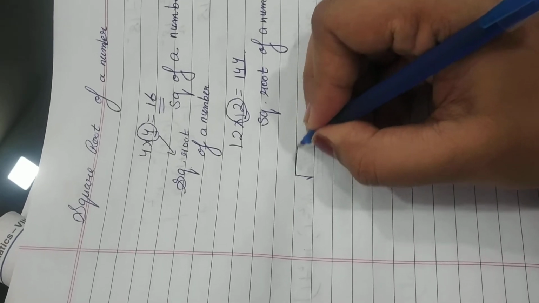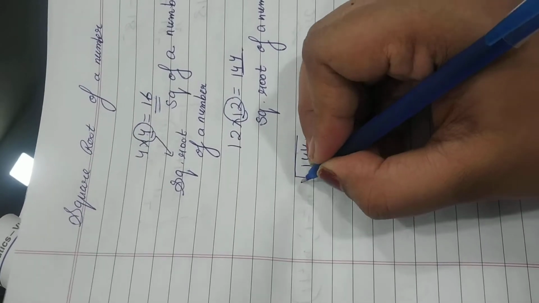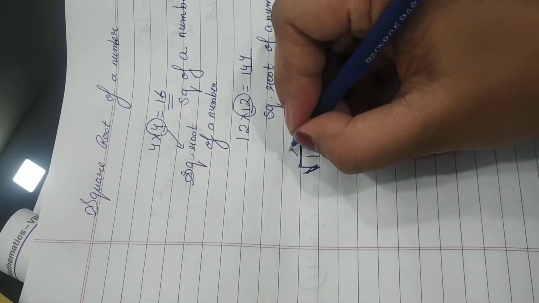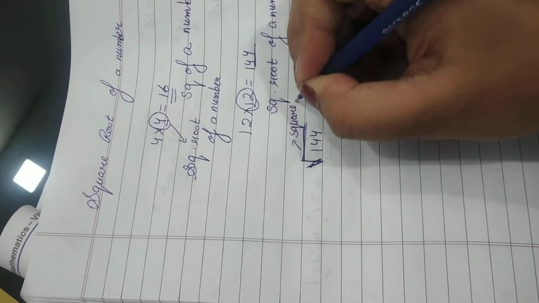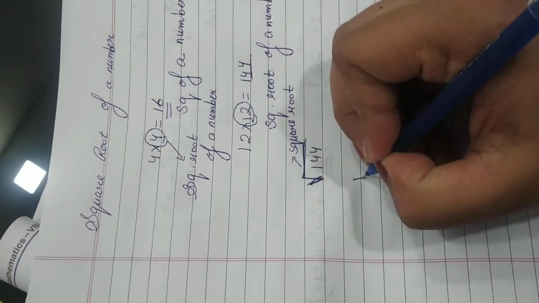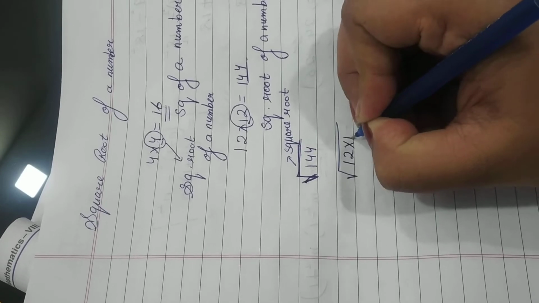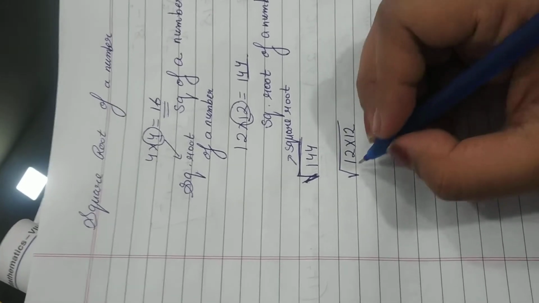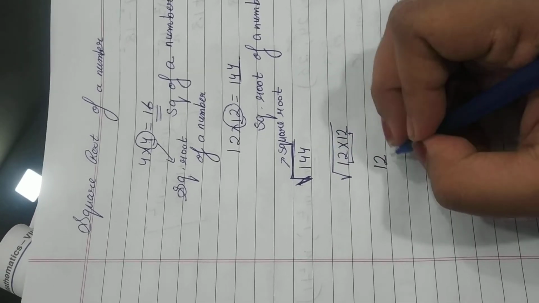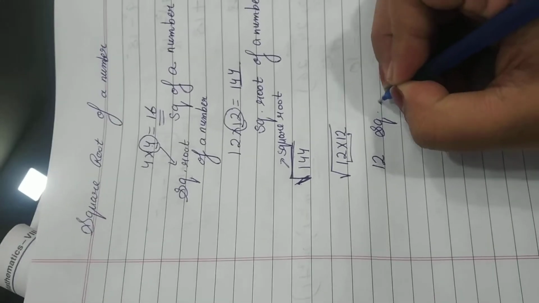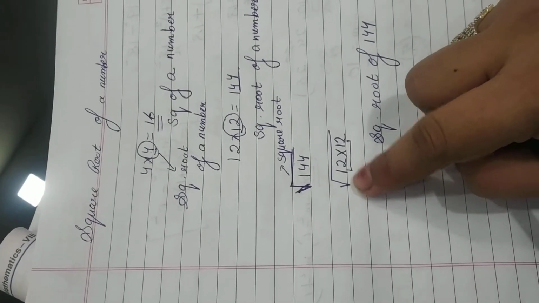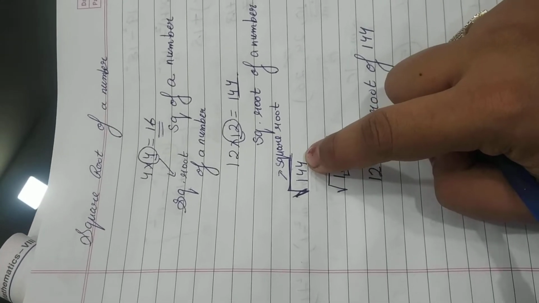Okay, how it is written? If I am asking you square root of 144, this sign you are seeing is called square root. So we have to find square root of 144. 144 is written 12 into 12. We know this, right? Out of these two 12, we only take one and remove the sign. So this becomes the square root of 144. We don't put the sign on 12. So 12 is the square root of 144.